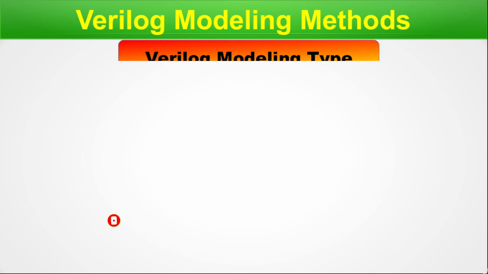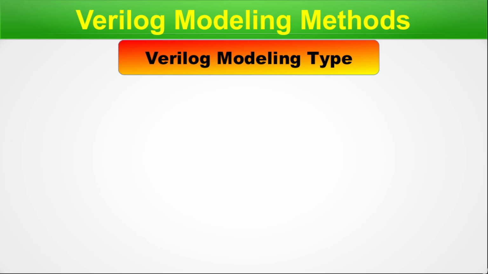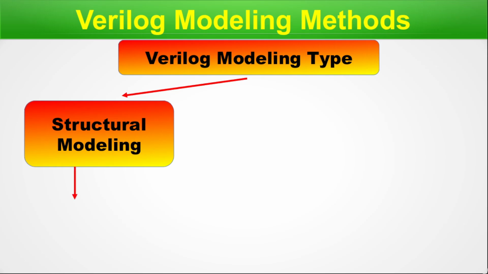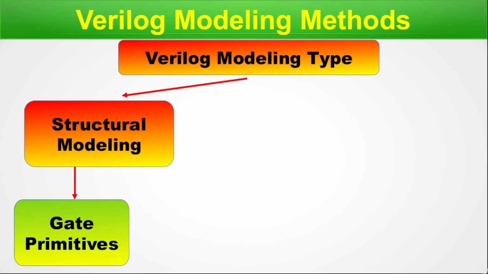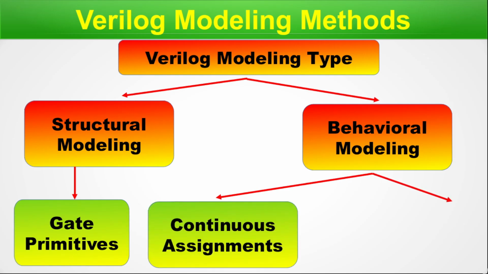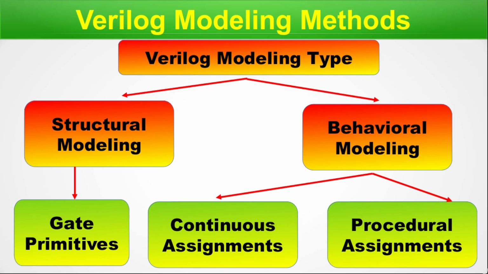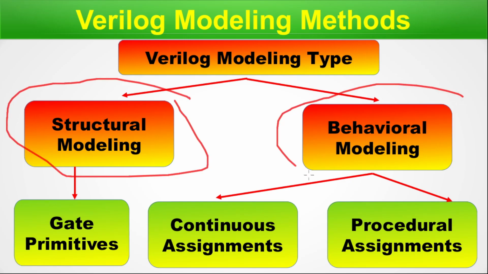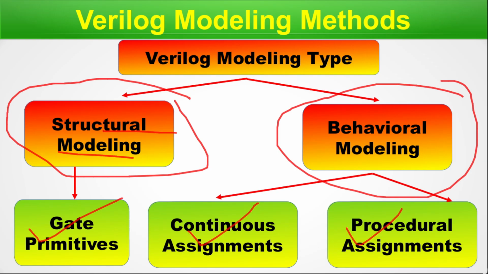Verilog modeling methods. The Verilog modeling type is broadly categorized into two major subdivisions. First one is the structural modeling, which has the basic necessity of gate primitives. We'll cover this later in this presentation. The other major subdivision is behavioral modeling. It has two further subdivisions. First one is continuous assignments. The other one is procedural assignments. Now these two are subdivisions, whereas this is a basic necessity which is needed to construct this. Similarly, this and this are the basic needs that you must learn to write the behavioral modeling.